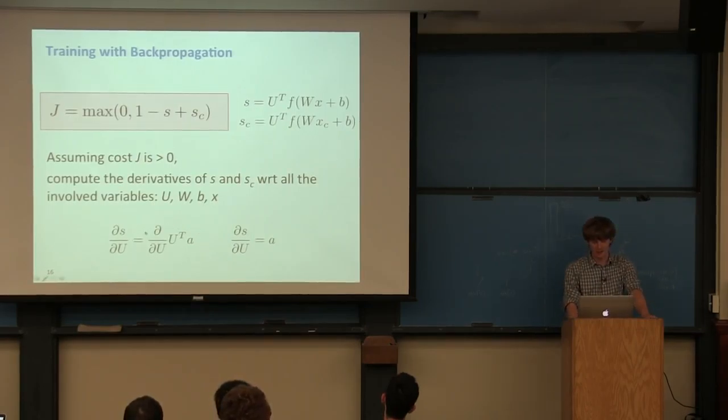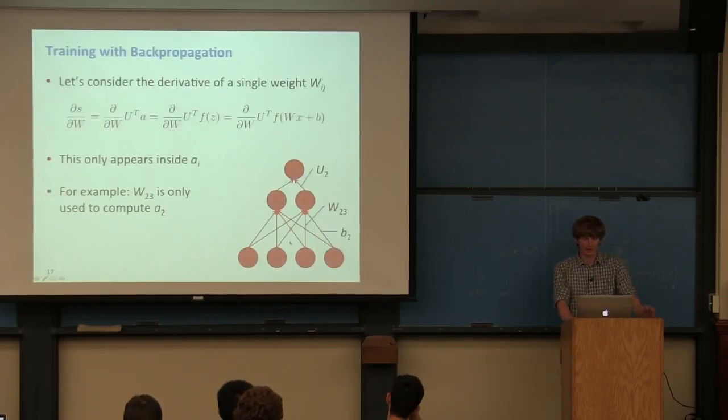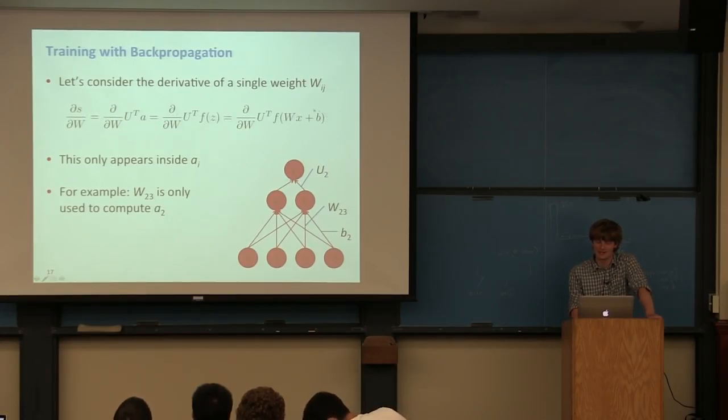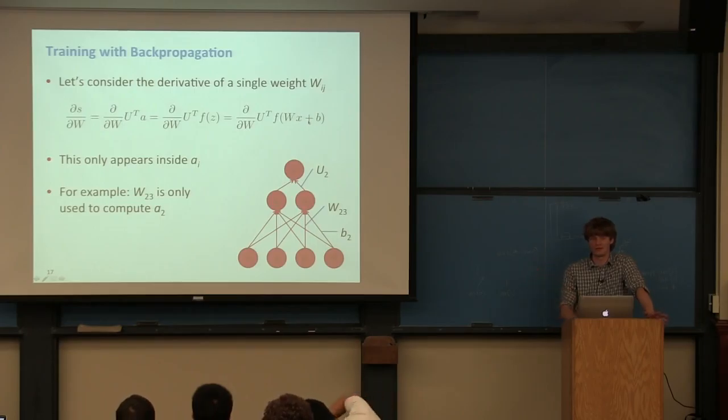So basically here we have the first derivative of s with respect to u is just an inner product, so we just get our activation vector for that derivative. And now it gets interesting. Let's look at the derivative for W_ij, which is the element of the matrix W at the ith row and the jth column. We can rewrite the gradient of s with respect to the entire matrix W: we can rewrite s as u transpose a, we can rewrite a as f of z, and we can rewrite z as just Wx plus b. So this is just playing around with the notation.